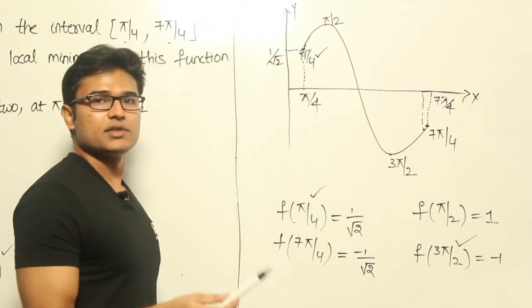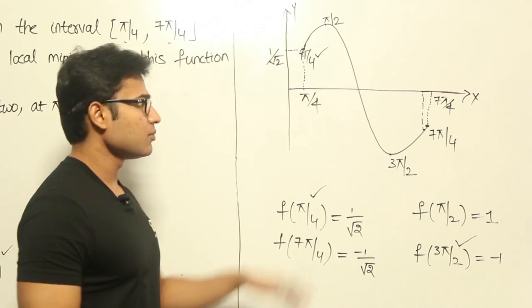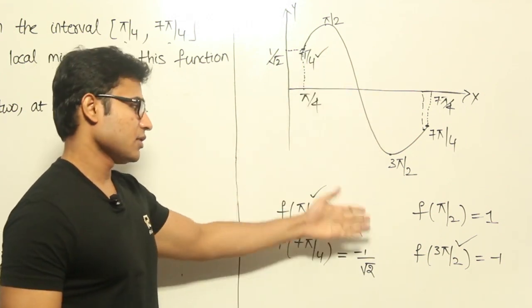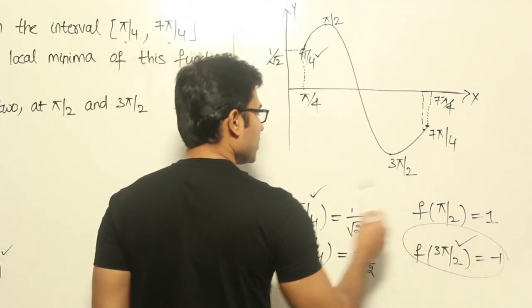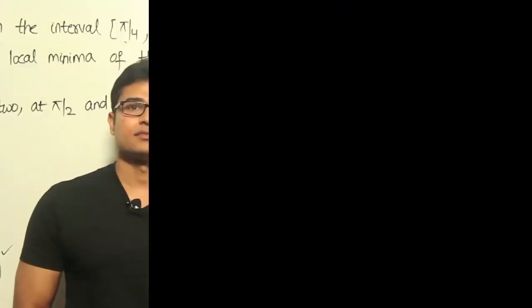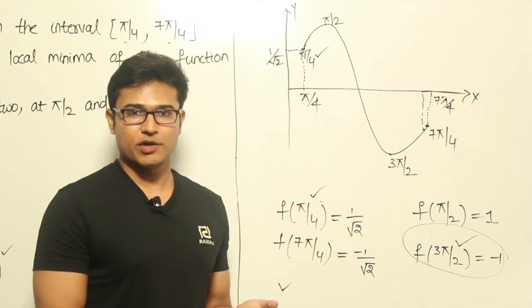Got it? Now what is the global minima? If you find out all the critical points and all the boundaries, I mean all these extreme points, and if you find out the minimum among them, that is going to be the global minima, right? Global minima is going to be this one, but these two are local minimas. Got it? Okay.